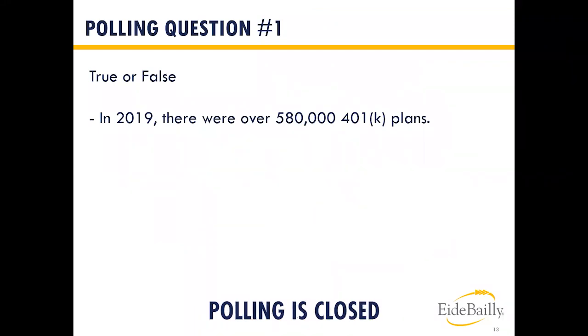And so the first polling question is true or false. In 2019, there were over 580,000 401k plans in the United States. All right, that first poll is now open. There should be a box on your screen that you can actually click on to answer. All right, let's go ahead and close this poll here. And here are the results. All right, 98% said true, and that is correct based on that study done by the Investment Company Institute.